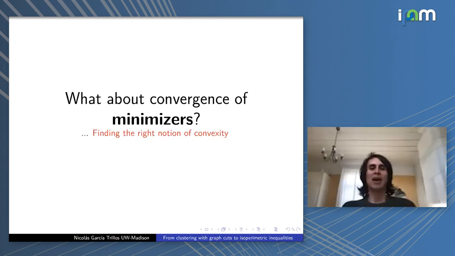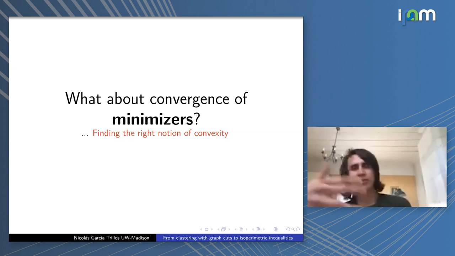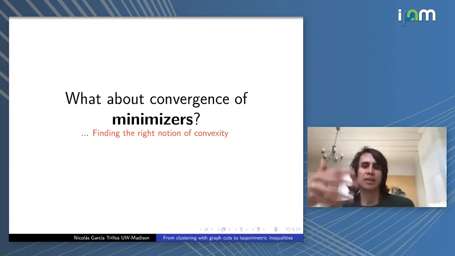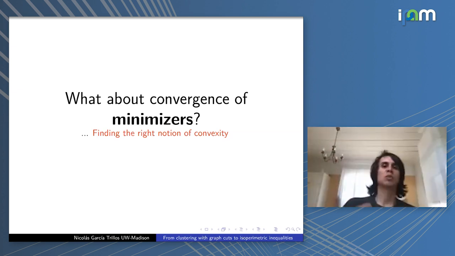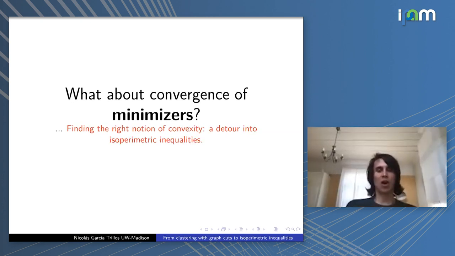So okay, now one of the things that what I'm going to discuss does for us is make explicit some sort of right notion of convexity or local convexity that is not explicit in the problem, but we will be able to see it, or at least some very smart mathematicians will allow us to see. Okay, so let me then talk about convergence of minimizers. And in order to do that, I want to take a little detour into isoperimetric inequalities.